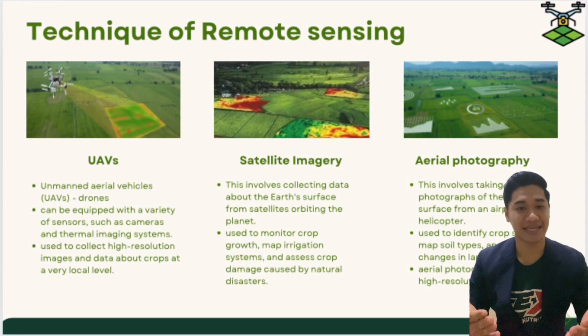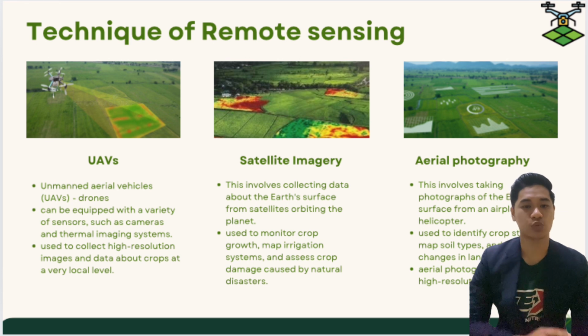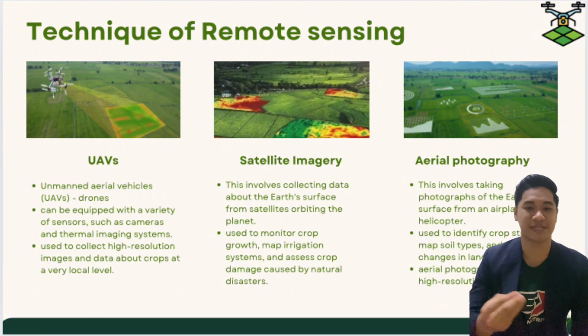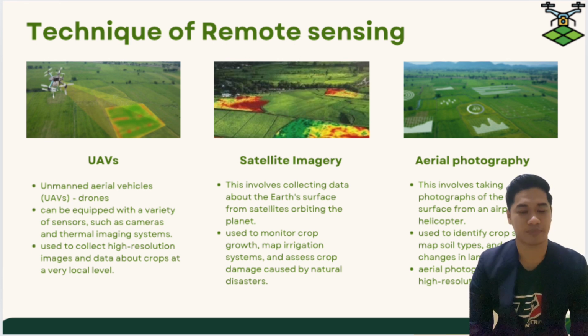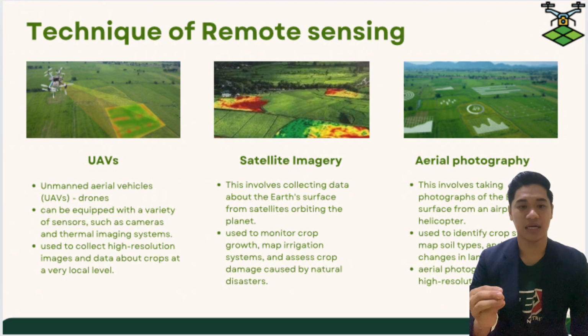Next slide is the techniques of remote sensing. First, we have UAV, which is unmanned aerial vehicle, or we call it drone. It can be equipped with a variety of sensors such as cameras and thermal imaging systems. It is also used to collect high-resolution images and data about crops at a very local level.